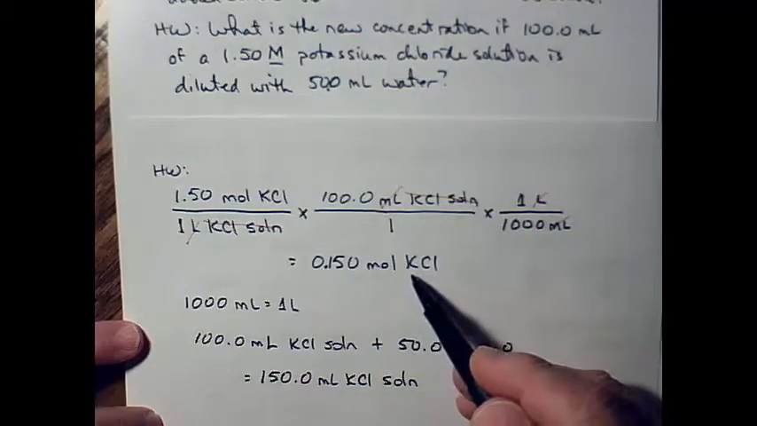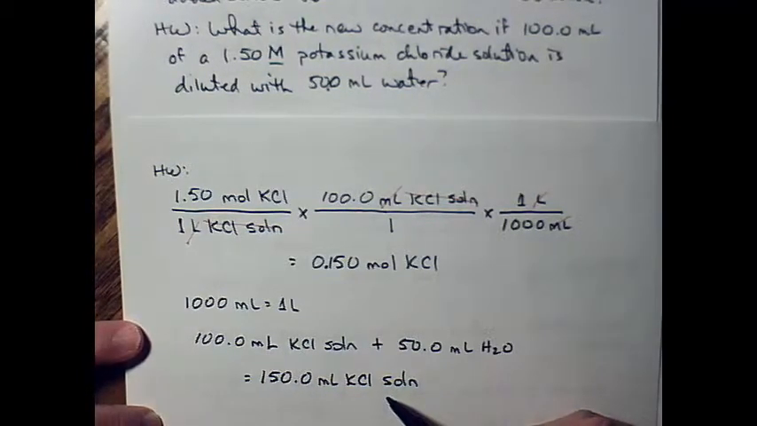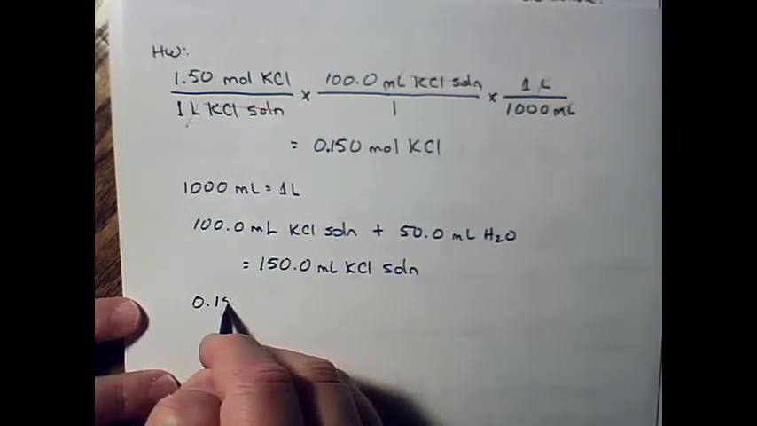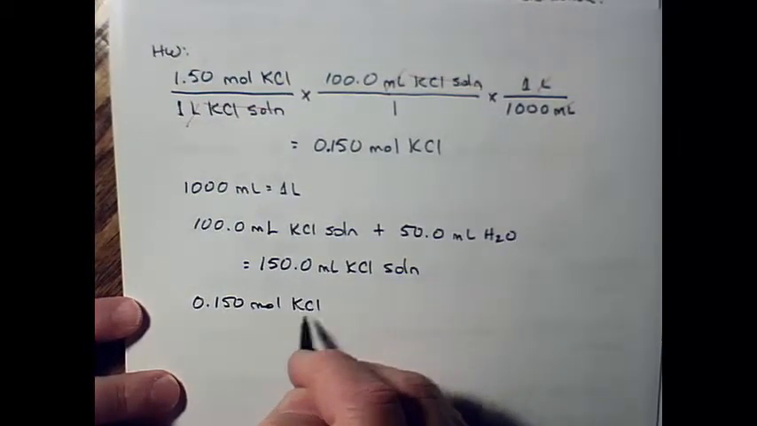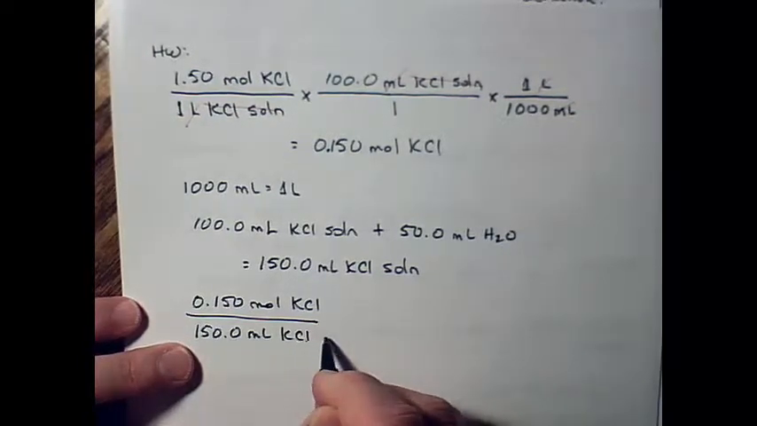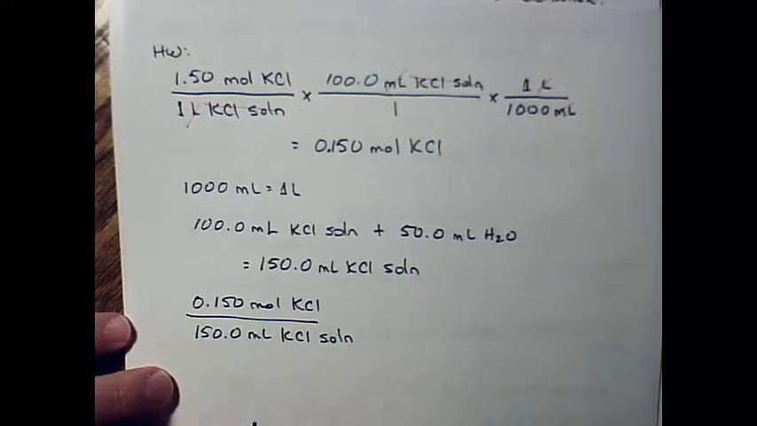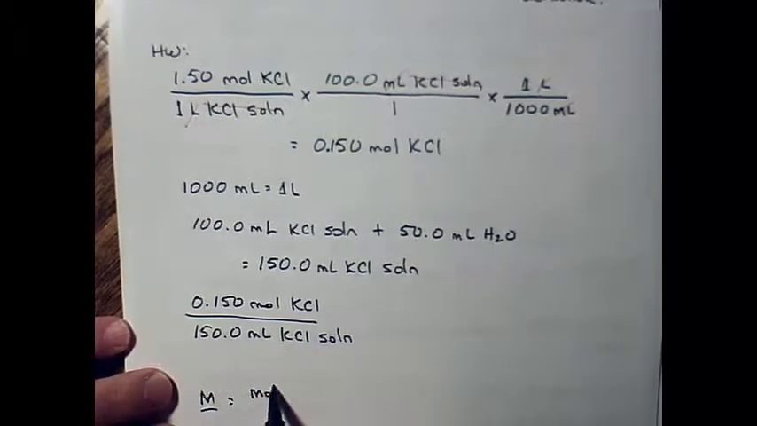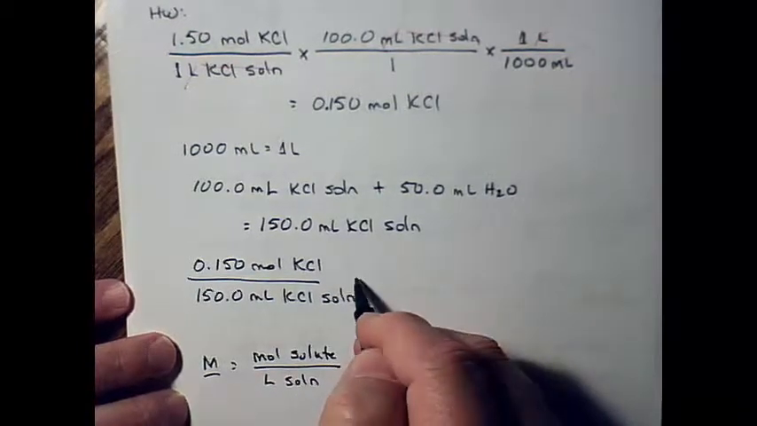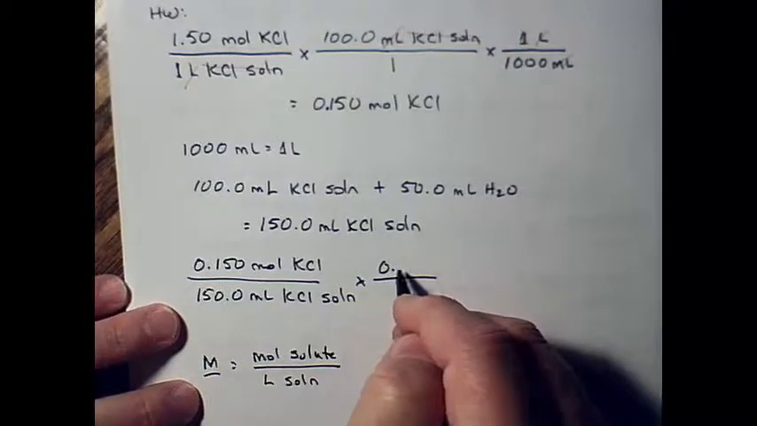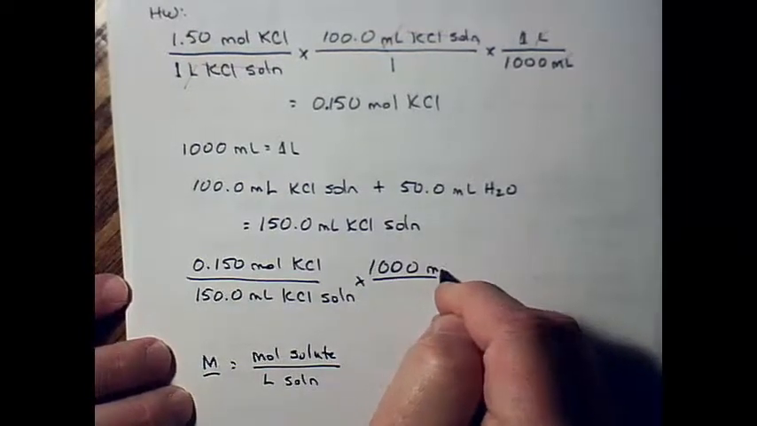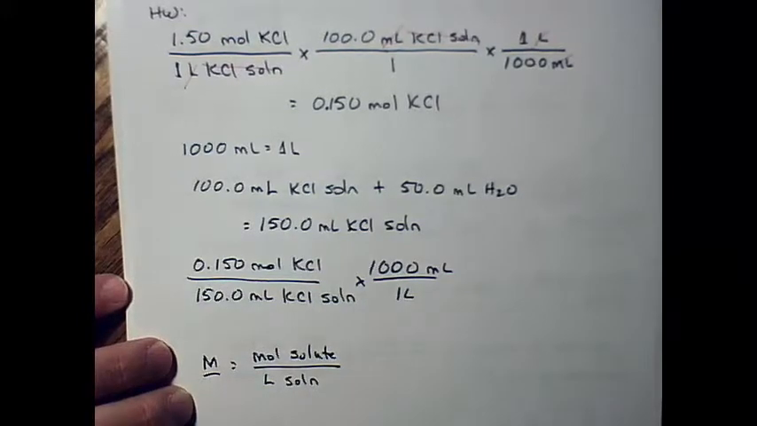So now we have moles and a new volume. And so we can calculate the new molarity for the new diluted solution. We're going to put it all back together again. So 0.150 moles of potassium chloride in this new solution, which has 150.0 milliliters of KCl solution. In order to make this into molarity, because remember, molarity or molar concentration is moles of solute over liters of solution, we need to convert this into liters. I'm going to multiply that by 1,000 milliliters over 1 liter, because I already have the equality statement there. Milliliters cancel out.